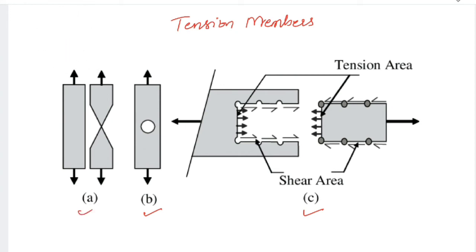So when you apply force, this is the first case. A is the first case, that is, yielding of gross cross section, when you apply force and it gets elongated. The second case is net section rupture. This hole is made for bolting purposes. When you apply force, the cross section at this position is very small compared to the cross section of the member at this position. So we call it the critical section. The cross section at the bolt hole is called the critical section.